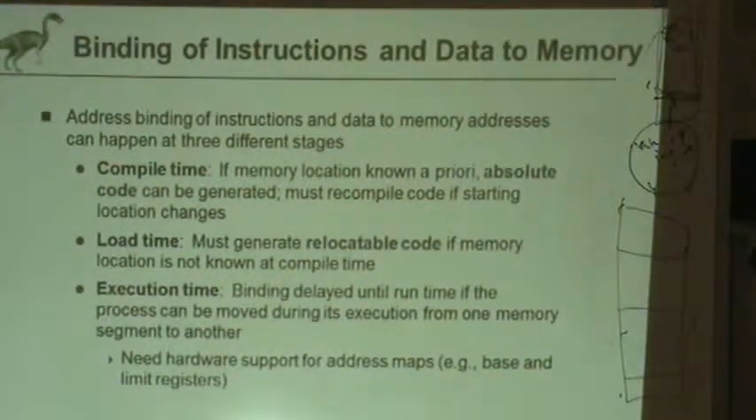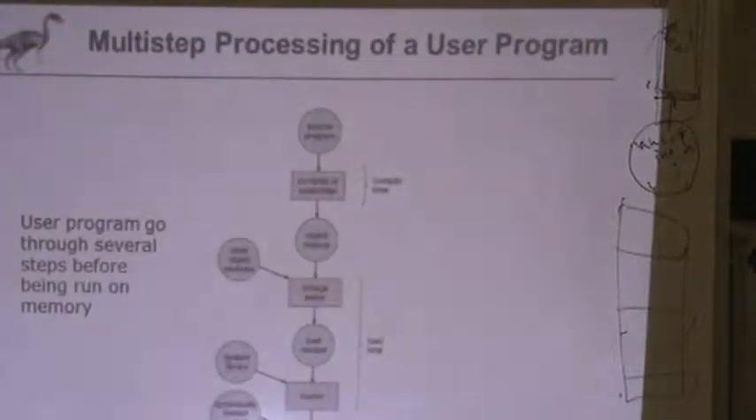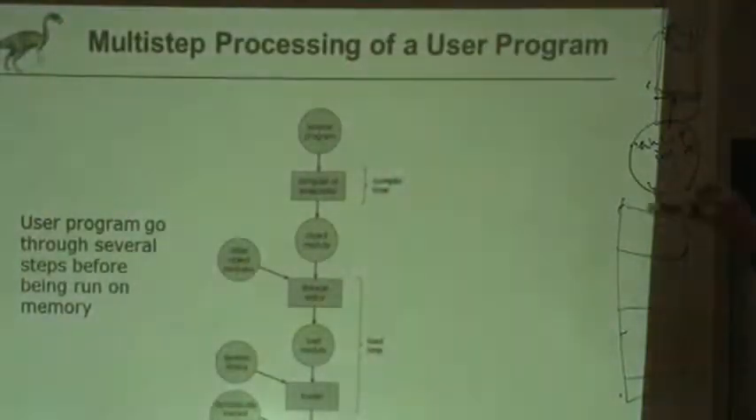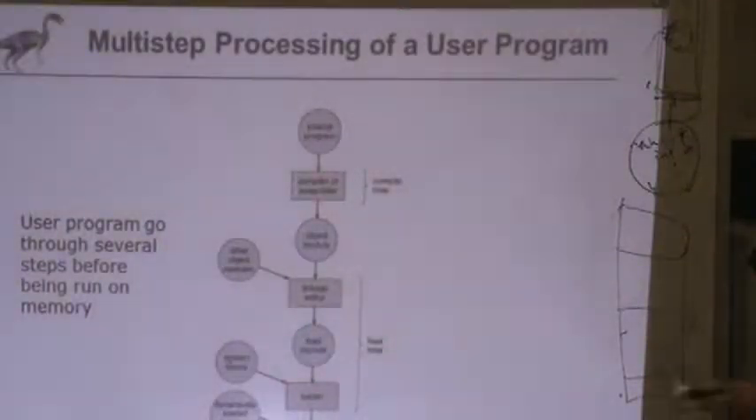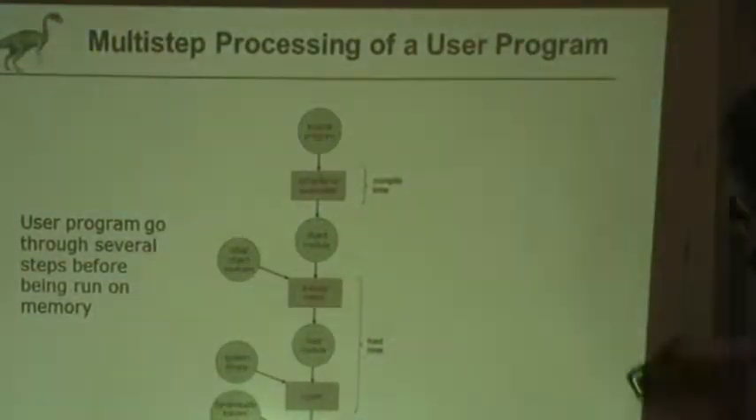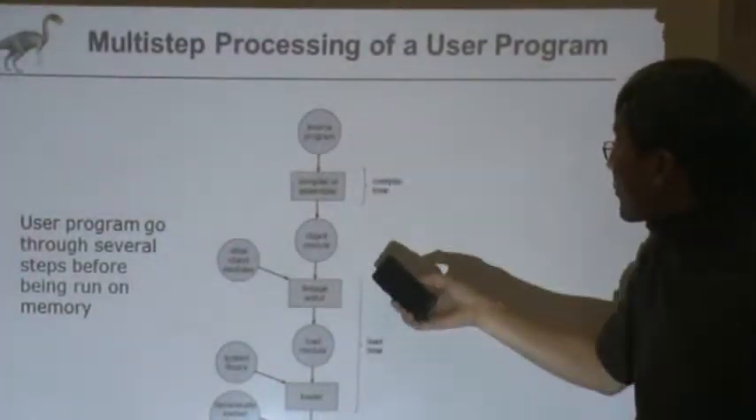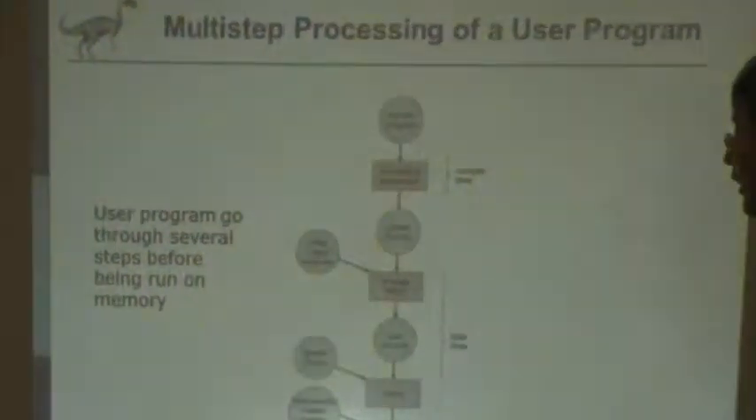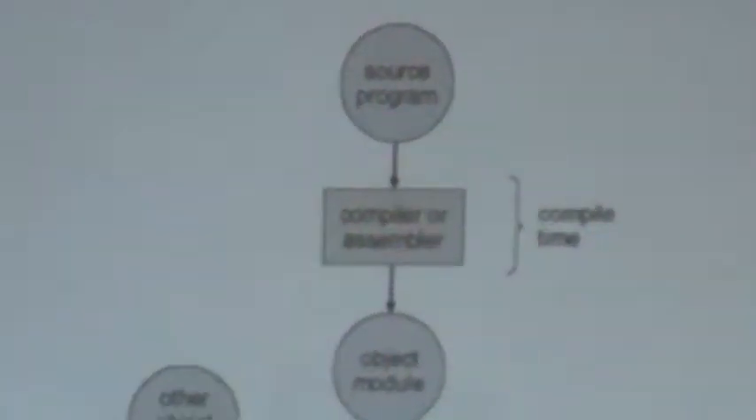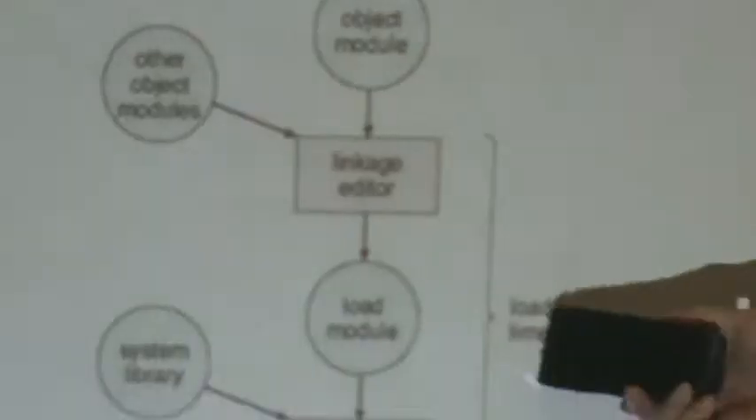What is the difference? In other words, this is a series of steps to process your program. From the source program you can compile, and you have the object file. Then there is the load time and there is the execution time. Can you read that one?